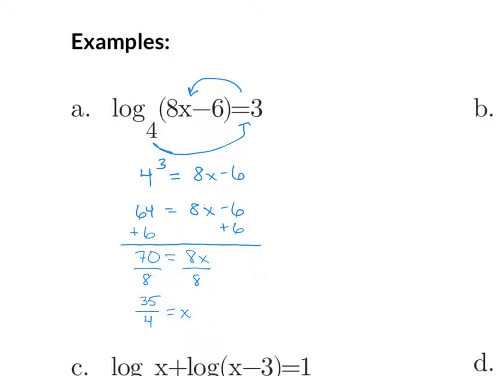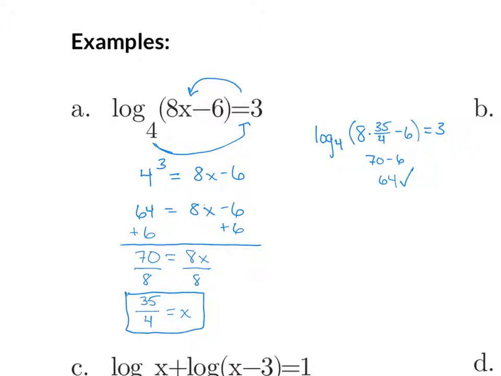Now, in order to check this, all I want to make sure is that the inside thing is greater than 0. So if we multiply 8 times 35 over 4 minus 6, I just want to know, is this negative or is it 0? Well, 8 times 35 over 4 will give us 70 minus 6, and 70 minus 6 is 64. This is positive, and so it does check out. We have a nice answer. Well, I don't know if you would call it nice, but we have a working answer.